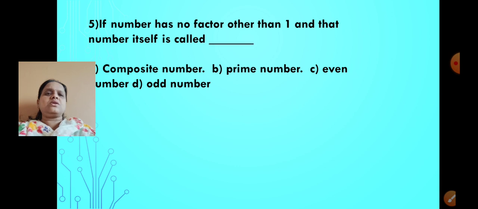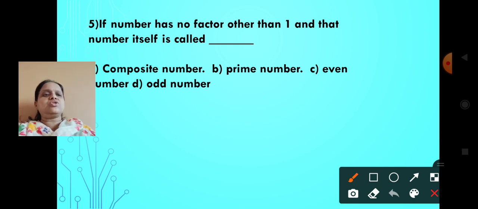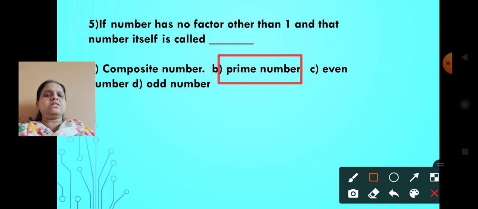The next question. If a number has no factor other than 1 and that number itself, then it is called which number? It is called a prime number. All of you know the difference between composite number, prime number, even and odd. Let us revise once again.